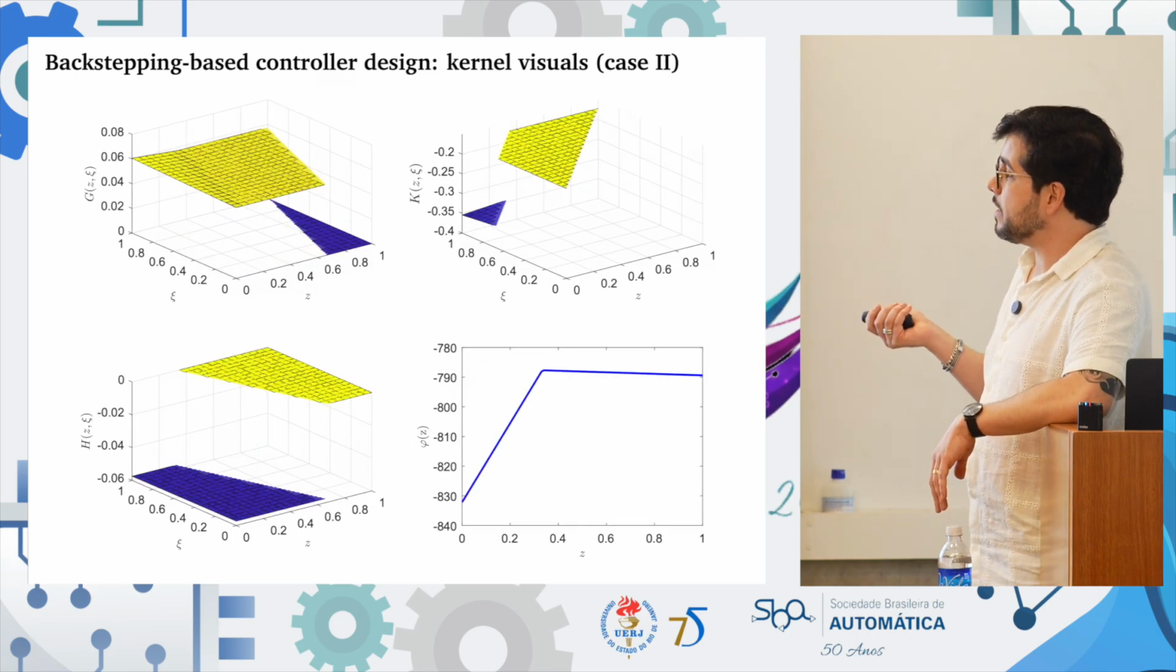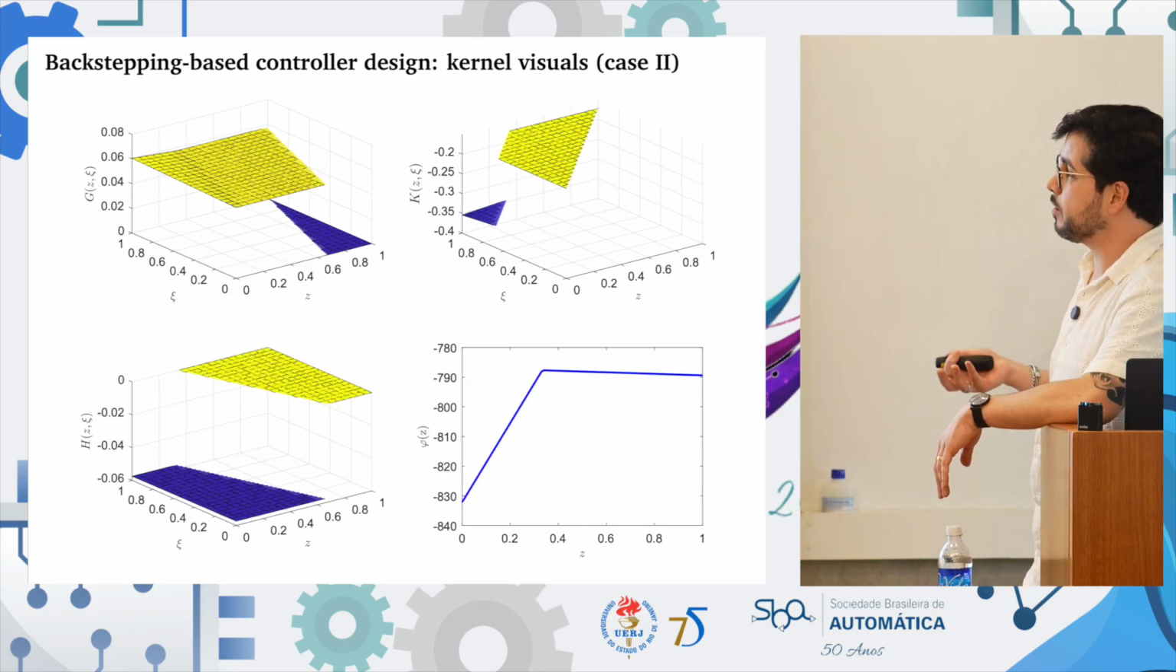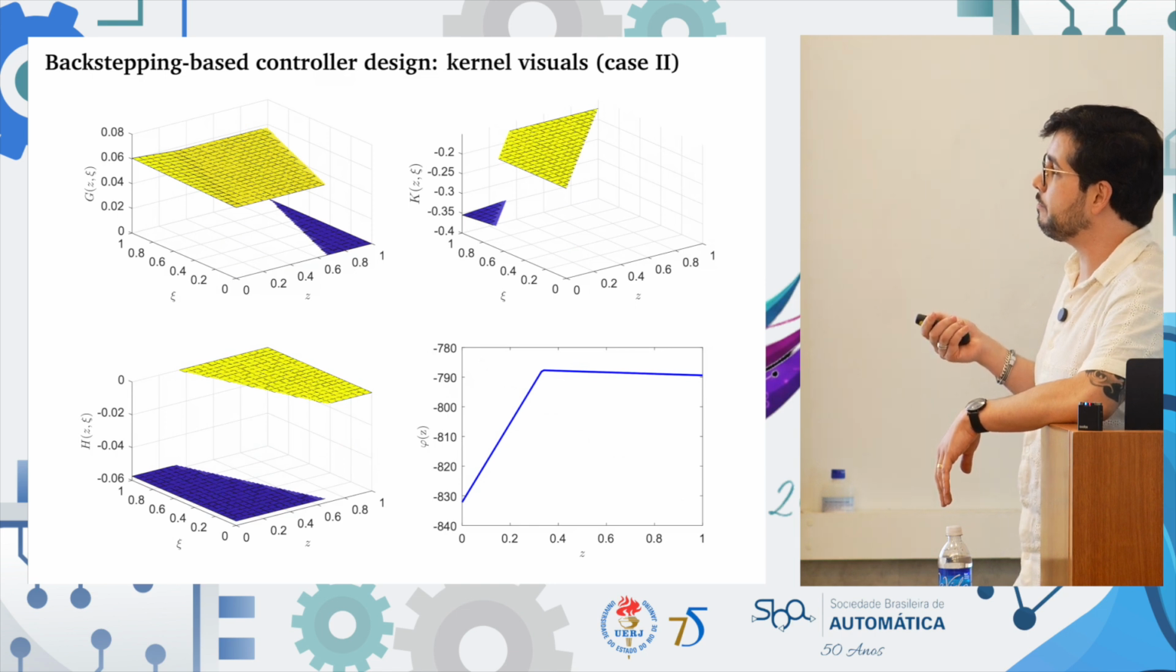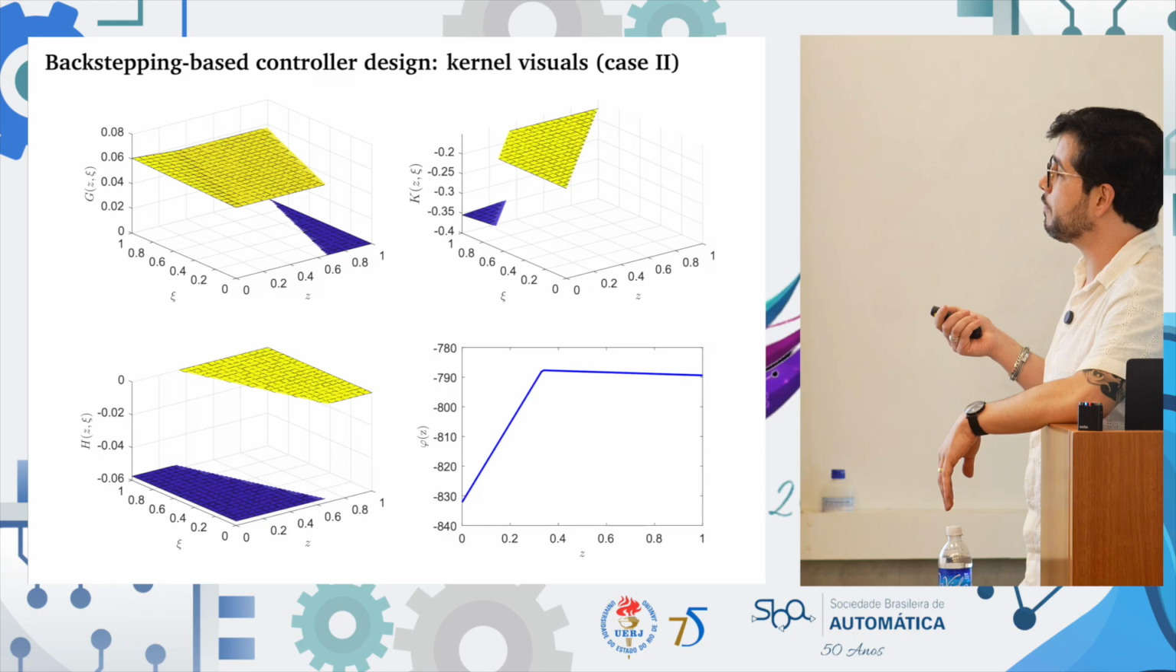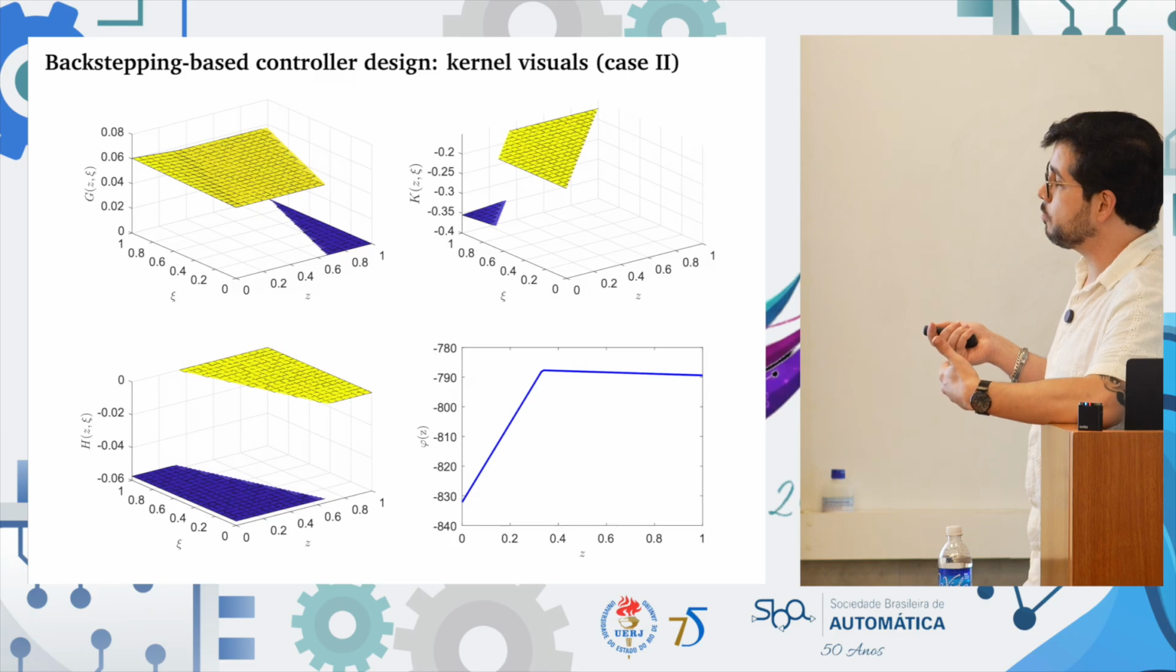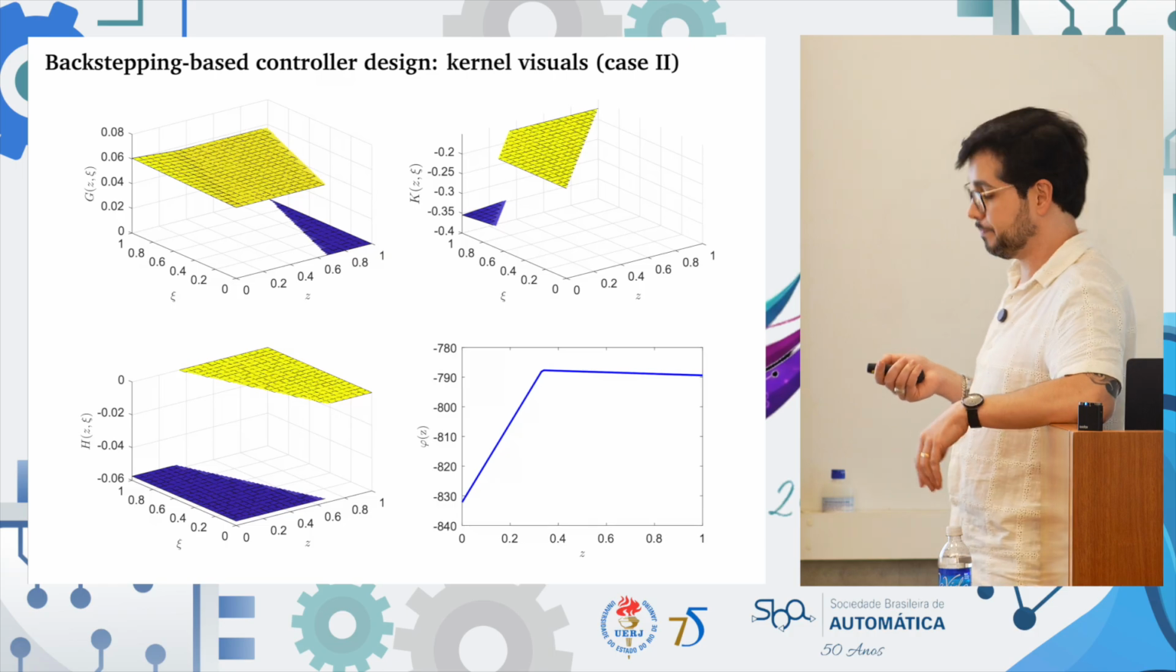So in the second case, where it's much more difficult to solve, we have all the infinite dimensional kernels with a discontinuous behavior. And phi is still continuous, okay? But it's only C0 continuous, okay?